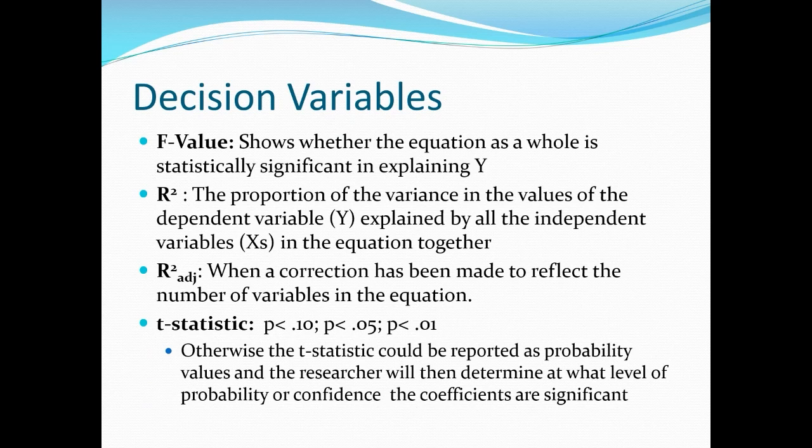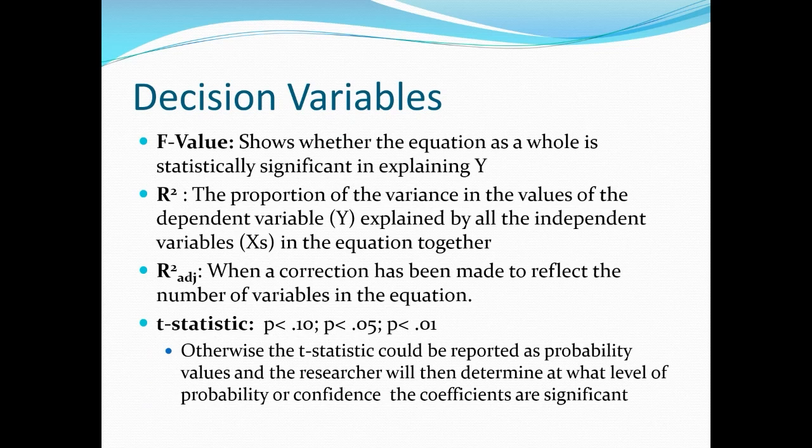The adjusted R squared is when a correction has been made to reflect the number of variables in the equation. That is, it is that first R squared value, now taking cognizance of the number of explanatory variables included in the model. Because these explanatory variables take on the fitness of the model, the R squared adjusted is normally slightly less than the R squared.